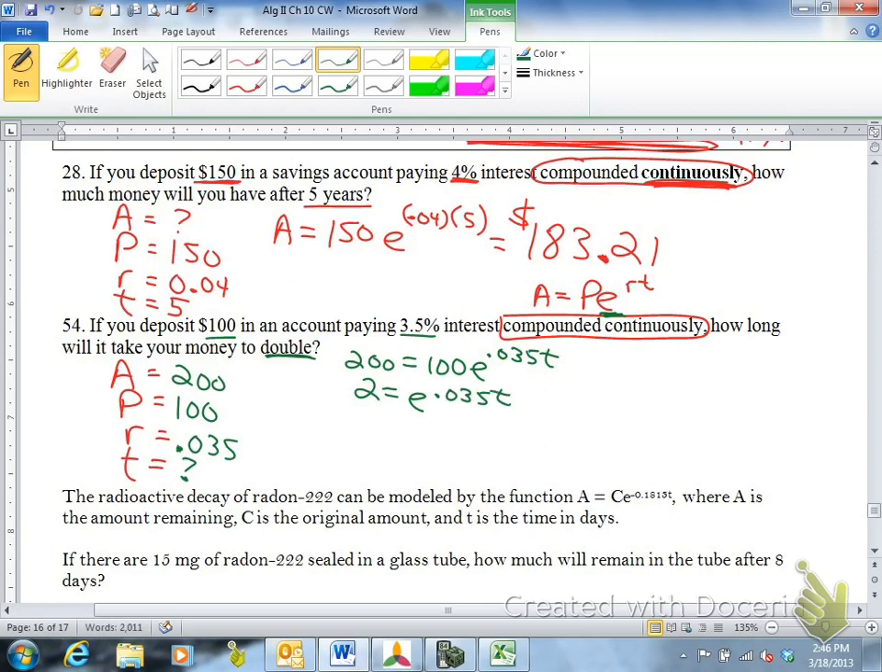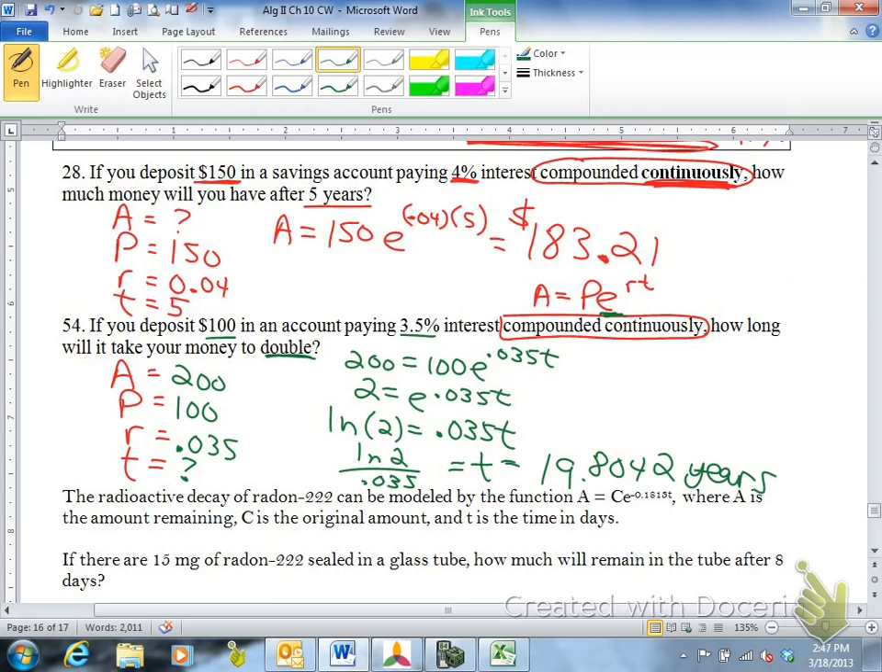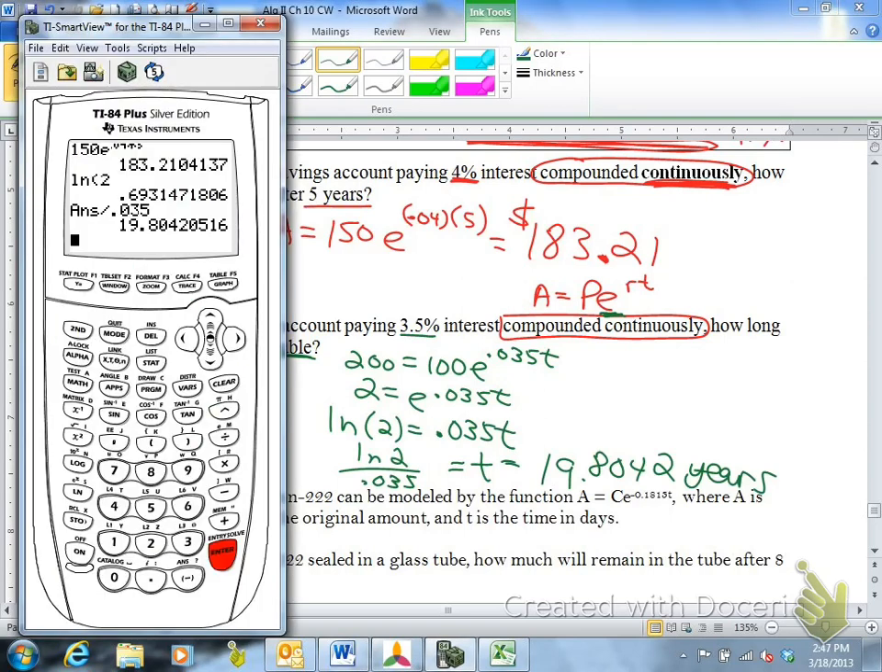0.035T. And to solve for T, if it's stuck in the exponent, you have to get rid of the base of the E. So you log both sides, but the log that you use is a natural log with base E. So it's ln2. And then ln E cancels, and you have 0.035T. So T equals ln2 divided by 0.035. And when you do that on your calculator, you get this. So there's the answer, 19.8 years for your money to double. And there's the work, ln2, and then divided by 0.035.